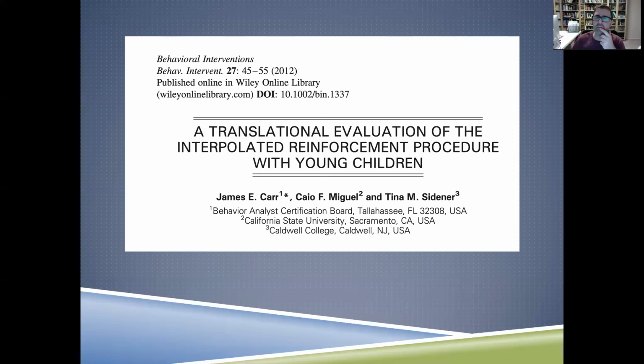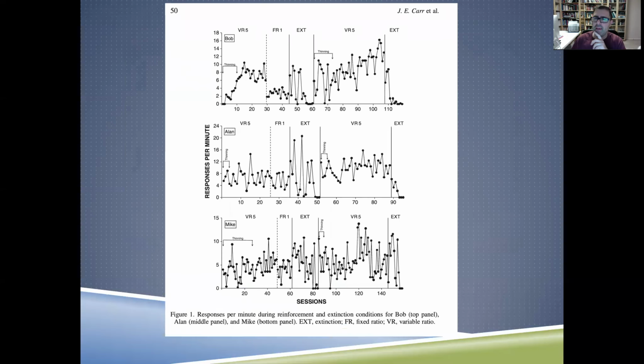So we had that question in mind, and the studies that have tried to do this have produced mixed results. So we decided to do a laboratory study to answer this question. And the laboratory study involved these specific phases. So let me show you here the graph, and then you can see you have 3 panels. We have 3 kids, top one Bob, then Alan, and then Mike. Now we have responses per minute in the y-axis, and then we have sessions in the x-axis.